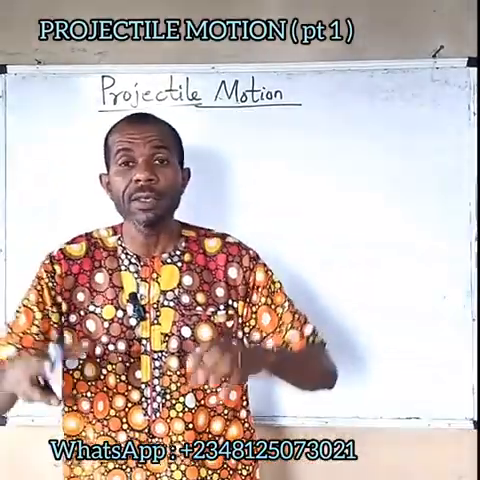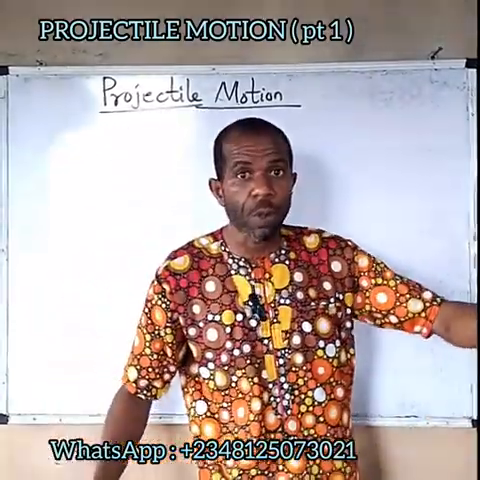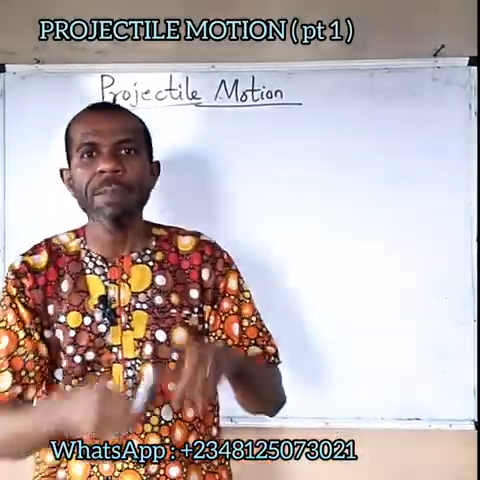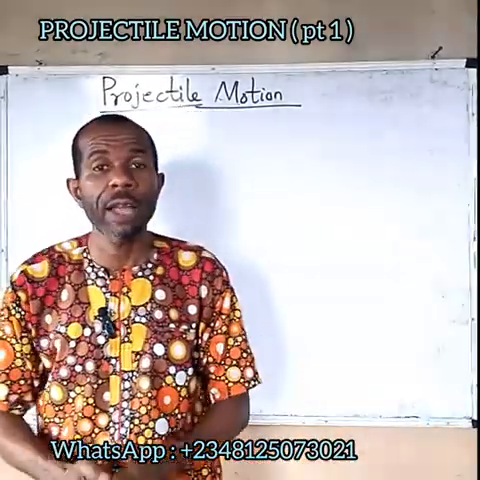Sometimes the goalkeeper takes the ball, then kicks it, or even the defender or any player kicks the ball. The path the ball takes before it lands, that path is what? Parabolic. So that is an example of a projectile motion.